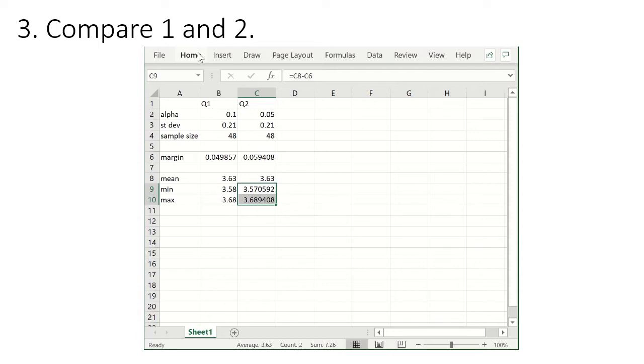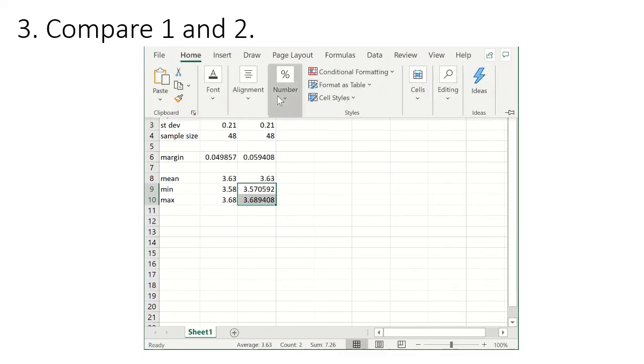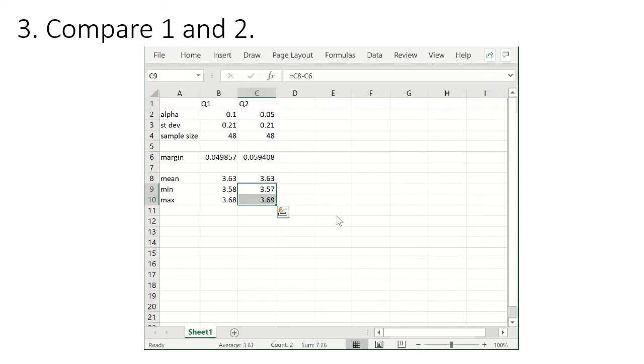And again, I'm going to go under the number options and decrease to get that. So as we increased our confidence from 90 to 95%, we can see that our confidence range has increased as well, right? Our margin got bigger and therefore the whole interval itself got bigger as well. So as you increase your confidence, you increase your margin of error and therefore increase the confidence interval as well.